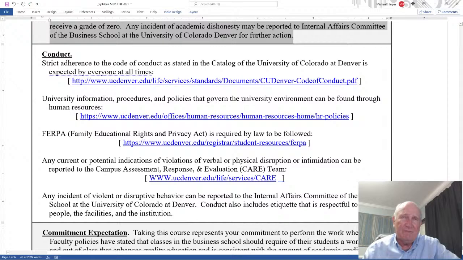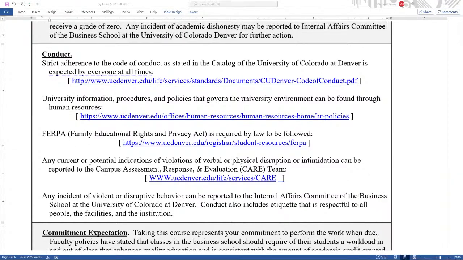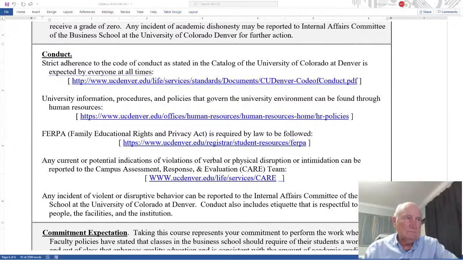Now, conduct. I have 4 different links of conduct here, which are important. Okay, first, this first link is a code of conduct. And this code of conduct really applies to students, faculty, staff, visitors, anybody on campus. Next, university information, procedures, and policies that govern the university environment can be found here. This is human resource policies. And this link, instead of listing all of them, go to this link, and if there's a problem and you want to read about it, this link will open up human resource type policies.